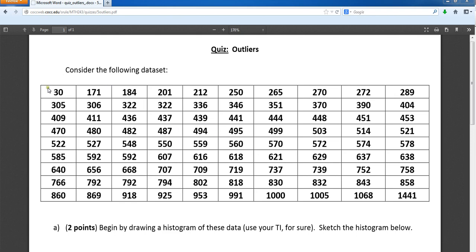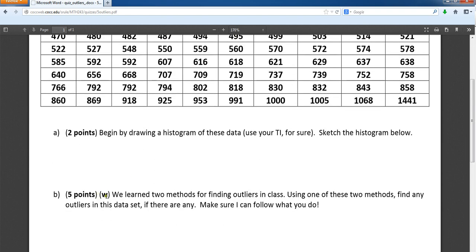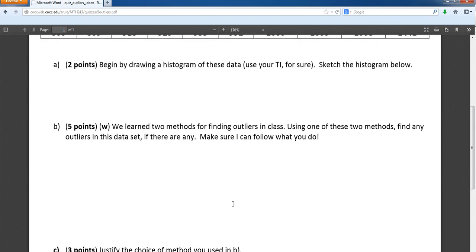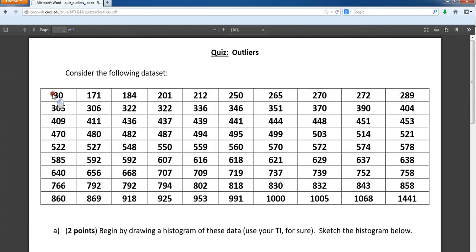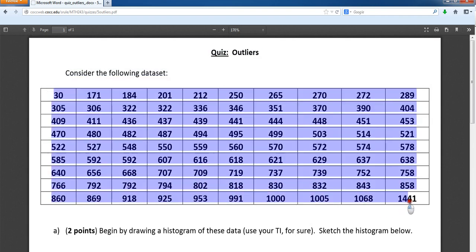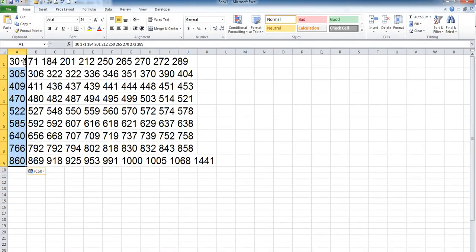So here they are. I want you to draw a histogram of the data to get an idea of shape. So far, we've learned two different methods for finding outliers. We'll do one of those, then justify the choice of method. It says to use your TI only because this is going to be easier, but since I'm using a PC, I want to use Excel instead, which doesn't really change anything.